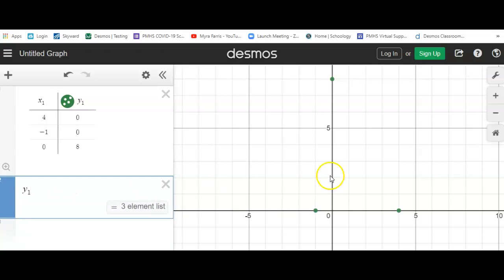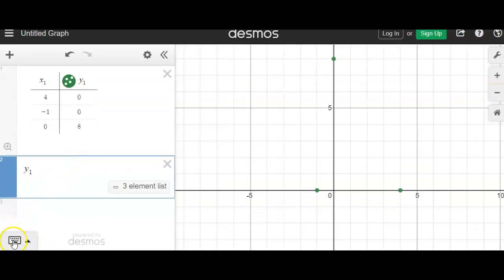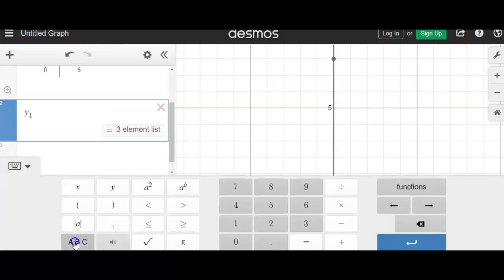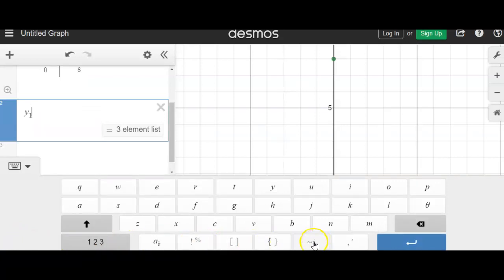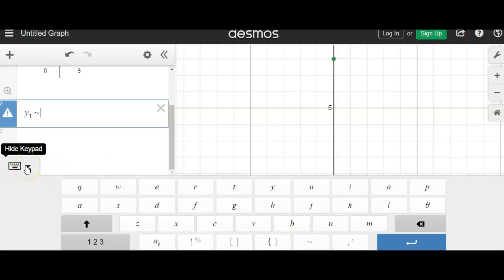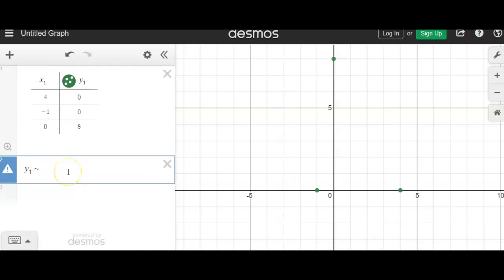And to tell the computer that I want to use the computer to find the equation, I'm going to type a special symbol. So down here at the bottom, do you see the keyboard? Type on the keyboard ABC, and this symbol right here, kind of a little squiggly line, is approximately equal to, mathematically speaking. And then I don't need my keyboard anymore, so I'm going to make it go away.